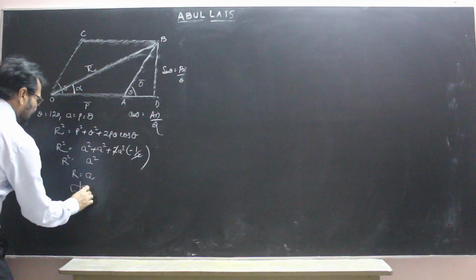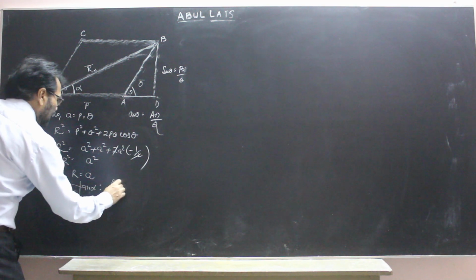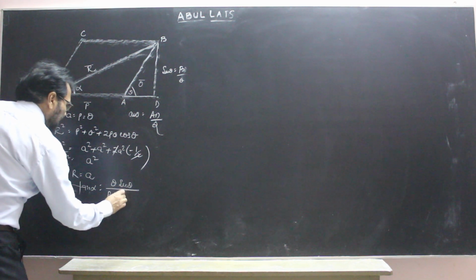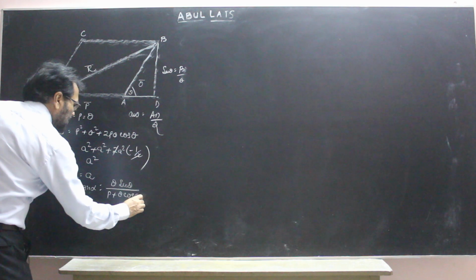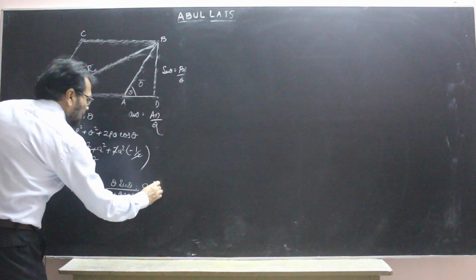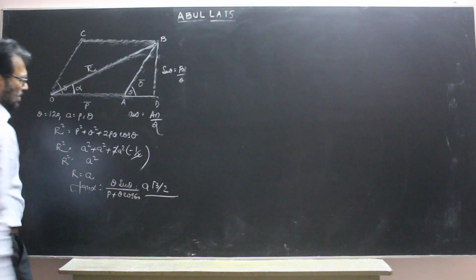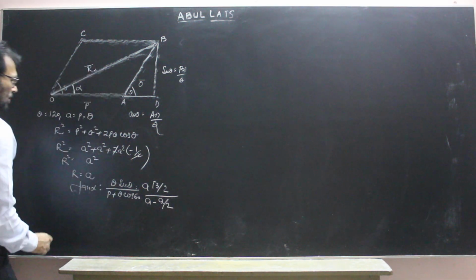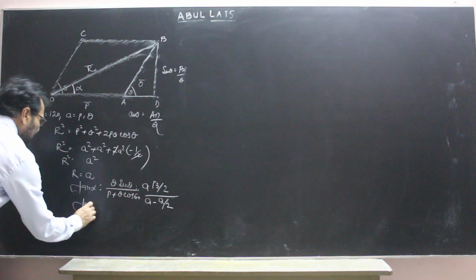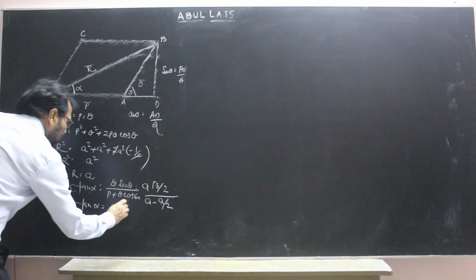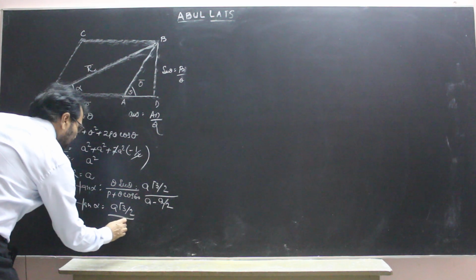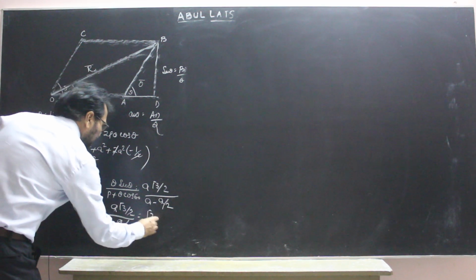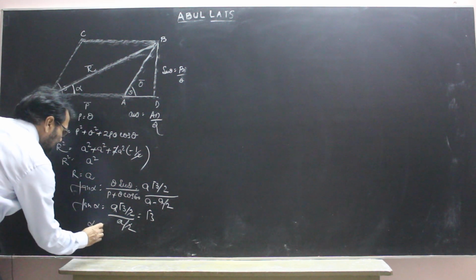And tan alpha is Q sin theta over P plus Q cos theta. A root 3 by 2, sin 120 is root 3 by 2, and A minus A by 2. So tan alpha is A root 3 by 2 divided by A by 2. It is root 3, so alpha is 60.